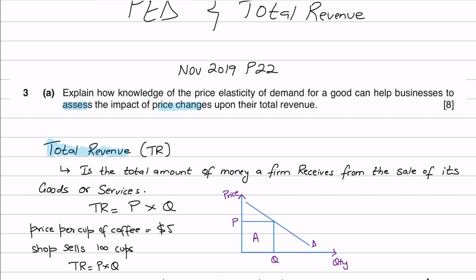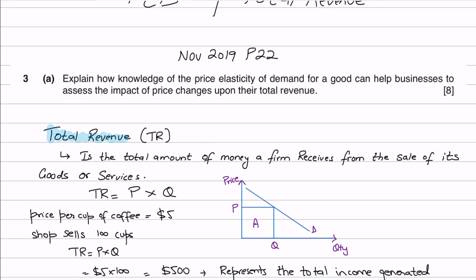And just like at the start of the video I said that PED, your price elasticity of demand, has an impact on the business's total revenues after price changes, right? So the impact on total revenue after a price change is dependent upon whether your demand is elastic or inelastic, right?